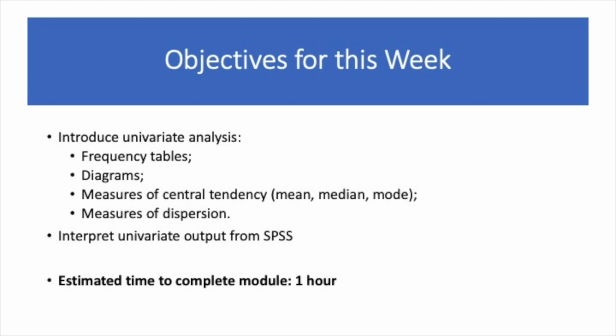Our objectives for this week are to first introduce univariate analysis. Many of the terms and the types of analysis we're going to talk about this week are probably familiar to you from taking math classes in grade school. Okay, so we're going to talk about frequency tables, ways of diagramming univariate statistics, measures of central tendency, and measures of dispersion. We're going to interpret some univariate output from SPSS, and I should have added this. In addition, you're going to actually work on SPSS to develop these univariate analyses on your own. Okay? I expect this will take you about an hour, maybe a little bit less, and a lot of this, again, is probably going to be review.